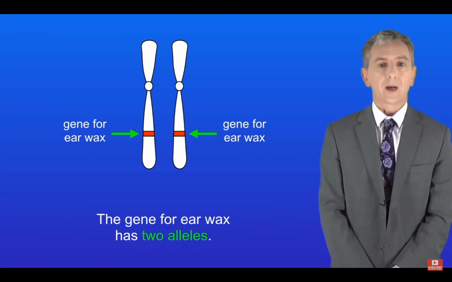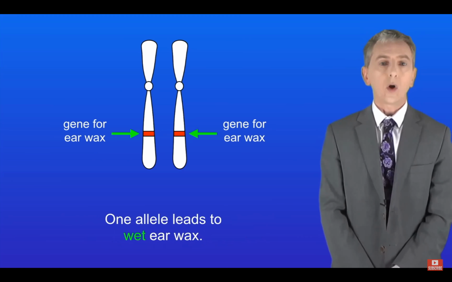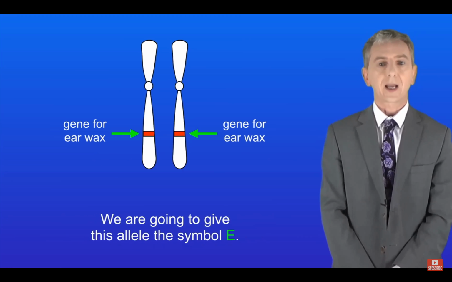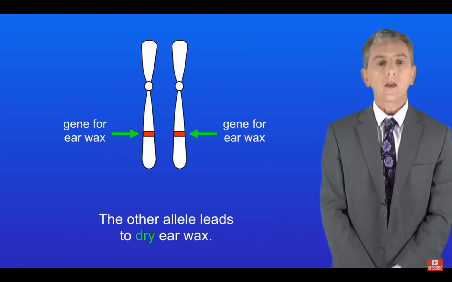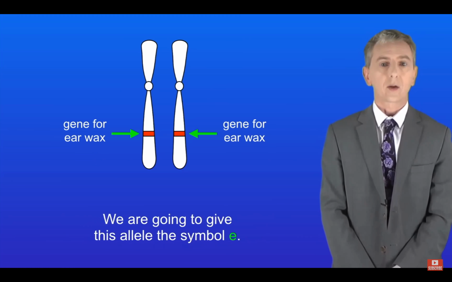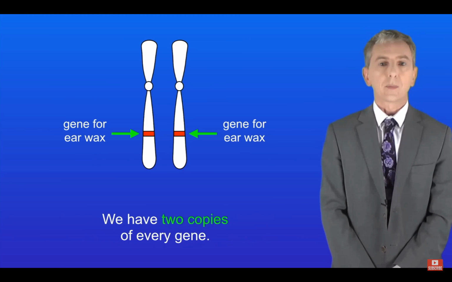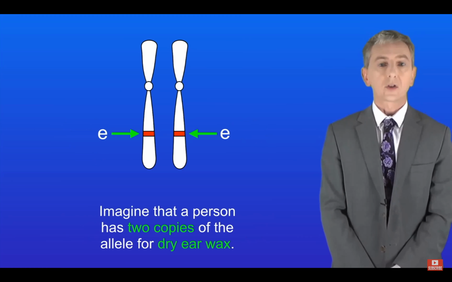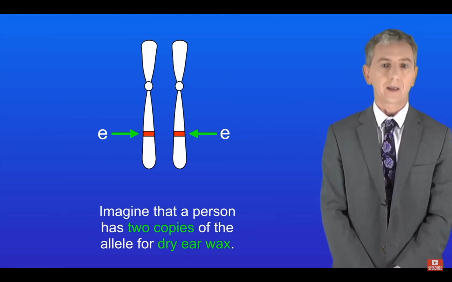The gene for earwax has 2 alleles. One allele leads to wet earwax, and we're going to give this allele the symbol capital E. The other allele leads to dry earwax, and we're going to give this allele the symbol lowercase e. As we said before, we've got 2 copies of every gene. So imagine that a person has 2 copies of the allele for dry earwax.